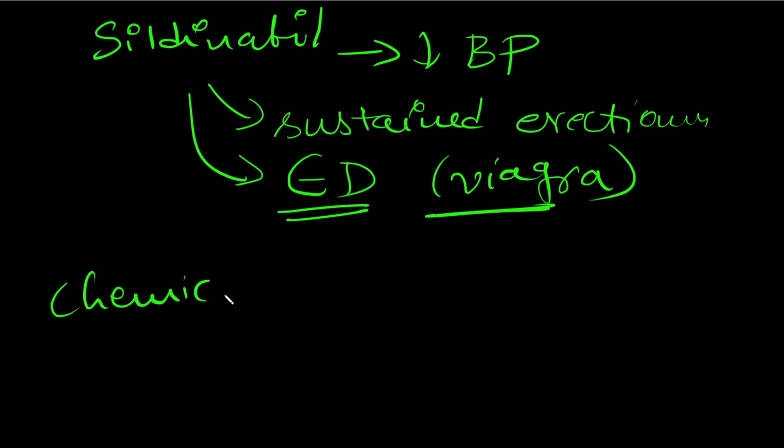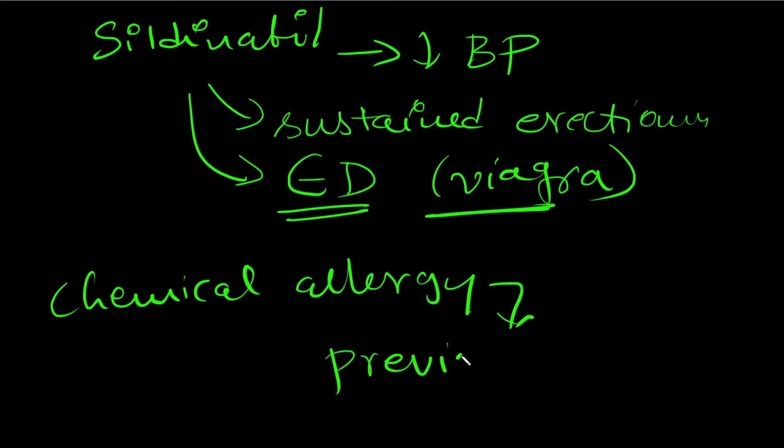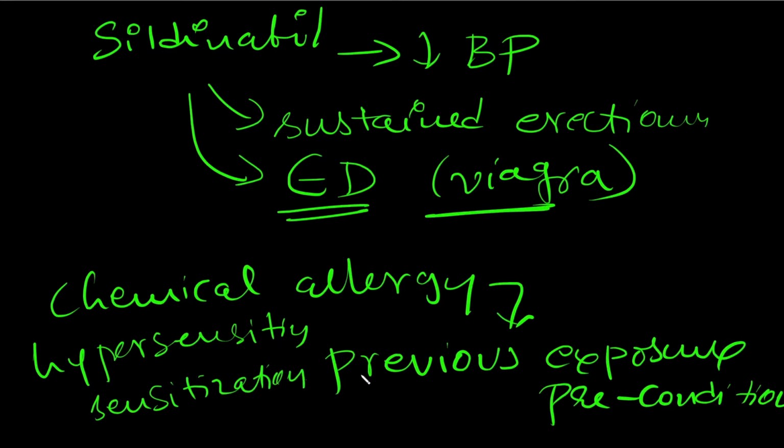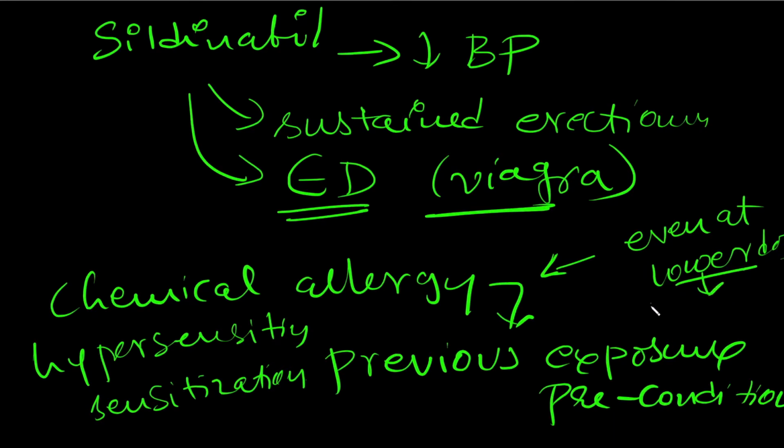For chemical allergy to occur, chemical allergy by definition is a response to a previous exposure. So previous exposure is a precondition. Chemical allergy is also known as hypersensitivity or sensitization. So once a person is sensitized with a particular chemical, even at lower doses, reactions can be triggered.